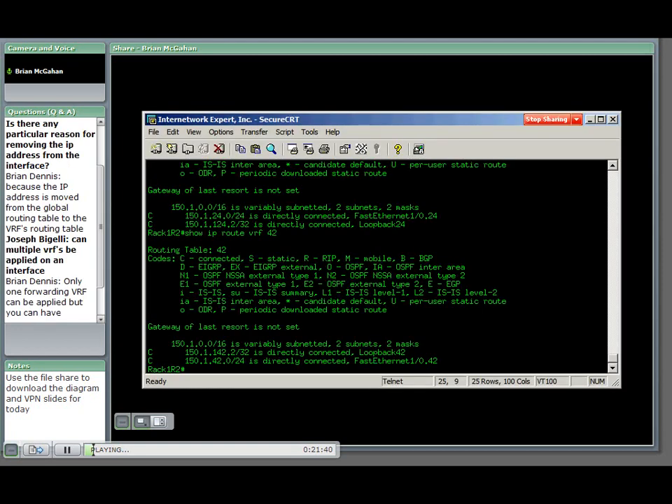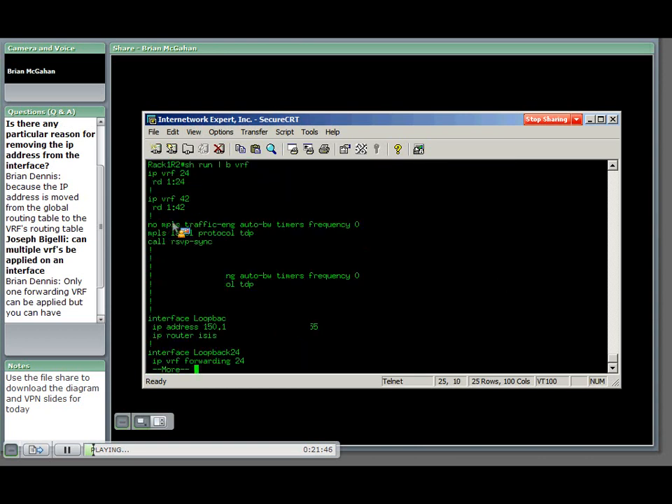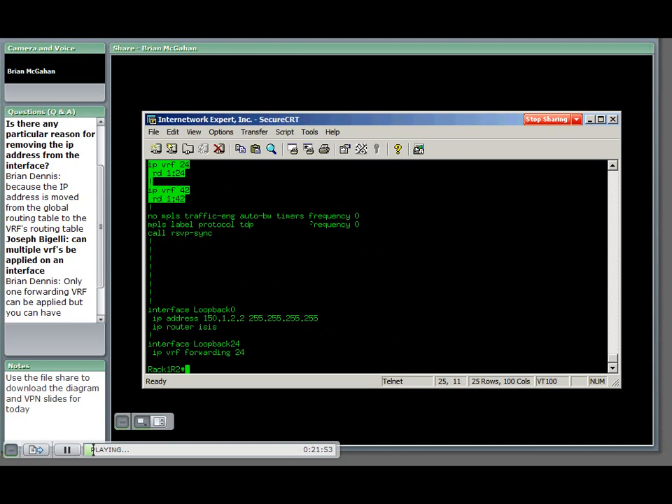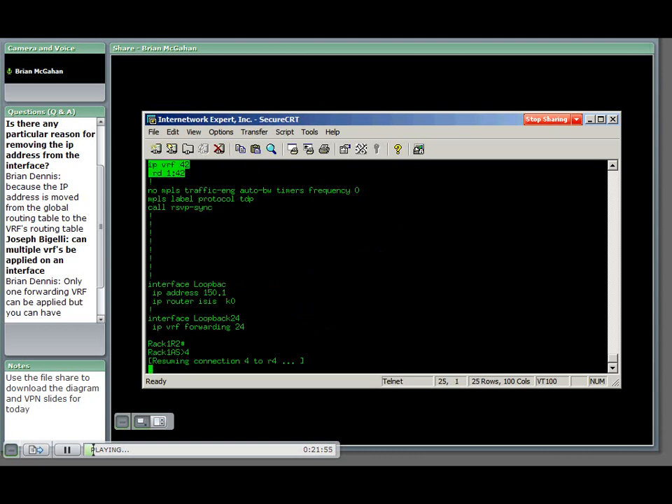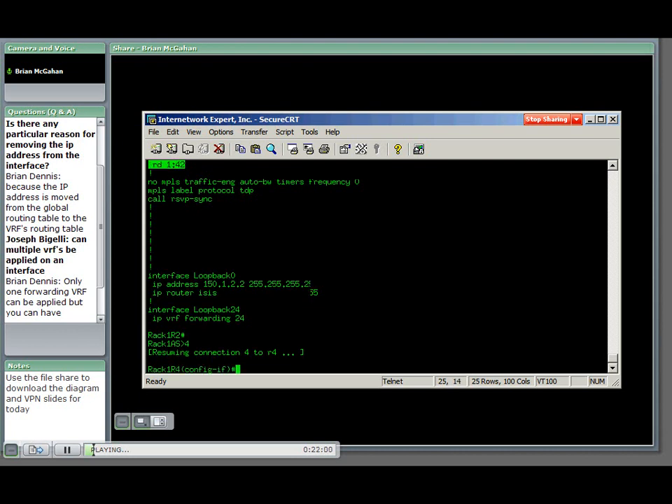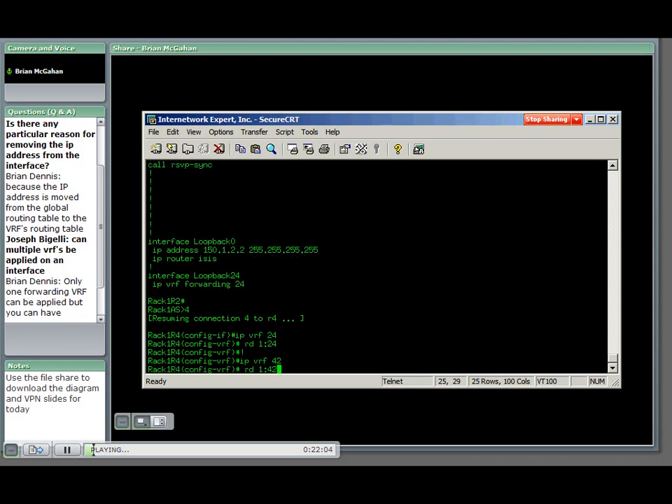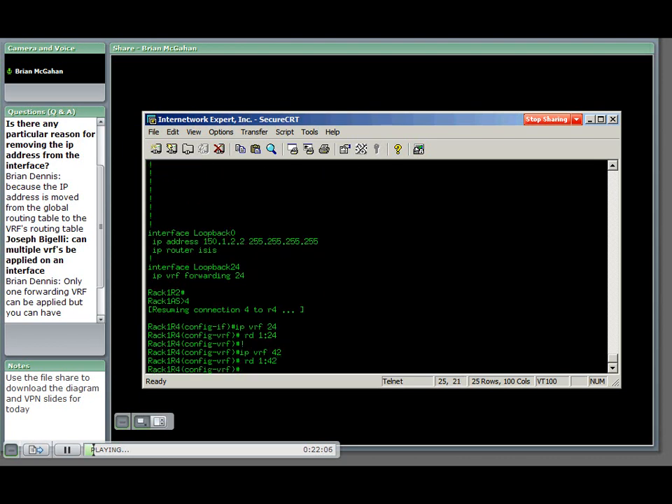Go ahead and do the same configuration on the other side, then we'll go ahead and test connectivity between these neighbors. Okay, so we'll use the same VRF configuration on router 2 and router 4. Now again, this is only locally significant, but just to make it a little bit clearer, we're going to use the same configuration on both sides. Okay, so we have VRF 24 and 42.